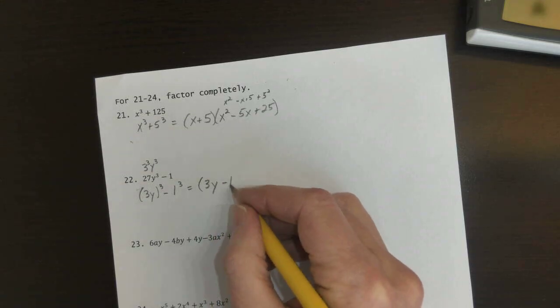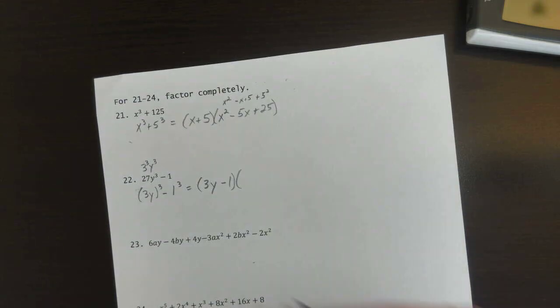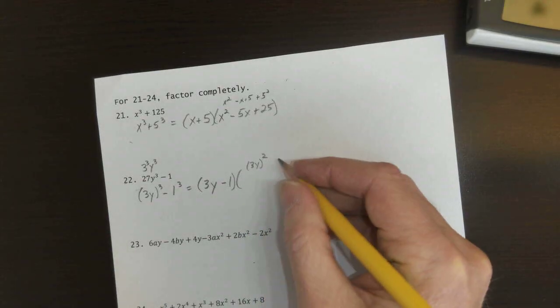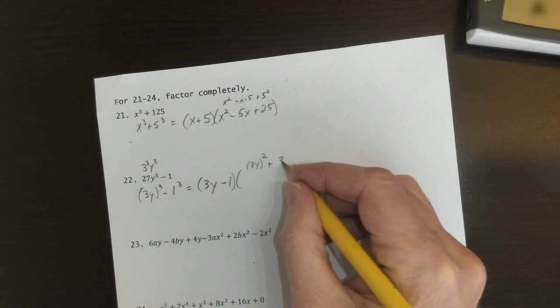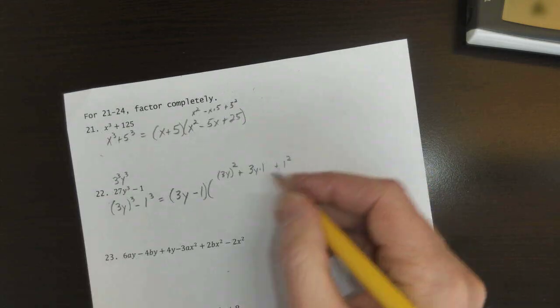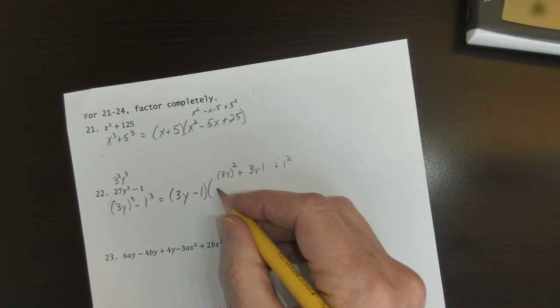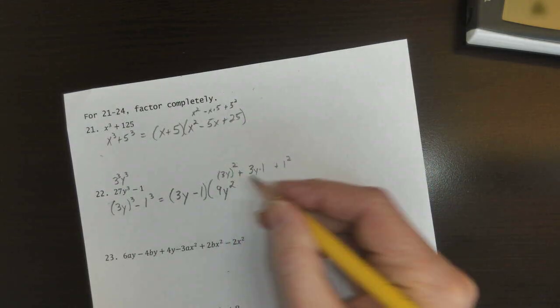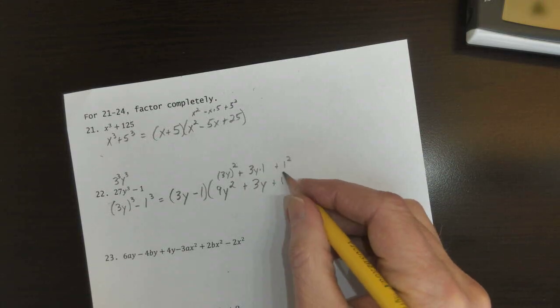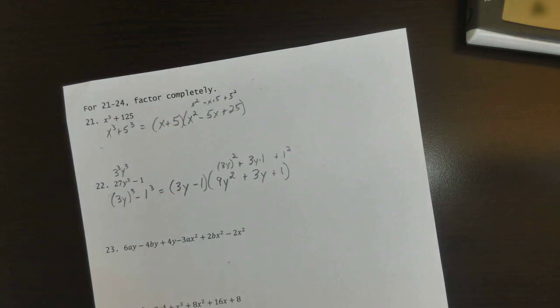So 3y minus 1. And then I'm going to write this, 3y squared plus 3y times 1 plus 1 squared. Now 3 squared is 9. So y squared is y squared. 3y times 1 is 3y. 1 squared is 1.